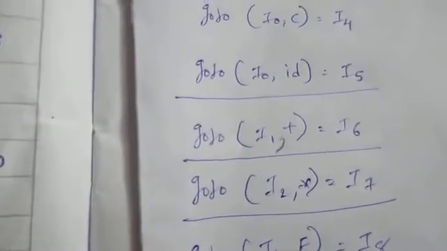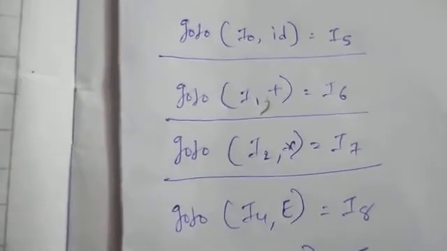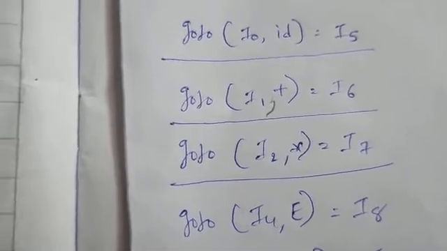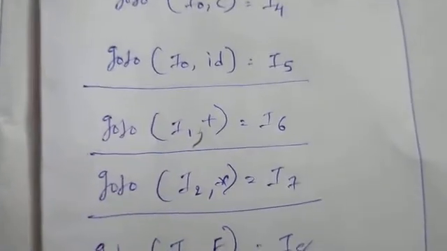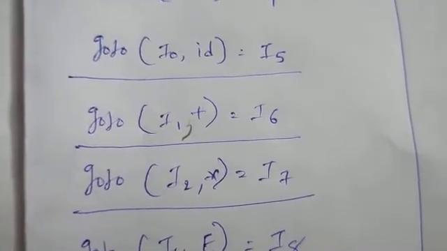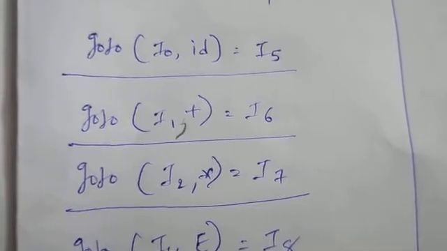Because there is no goto statement for I1. Next, I2 on star will go to I7. In the second statement, on star, it will give S7, because I2 comma star will go to the 7th state. Here star is a terminal, so it should be indicated as S7. Why? Because S indicates a shift operation.